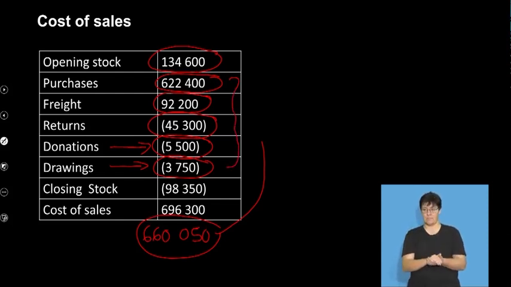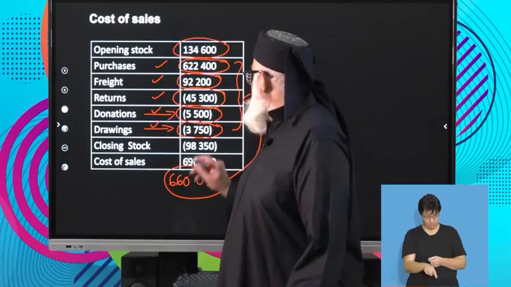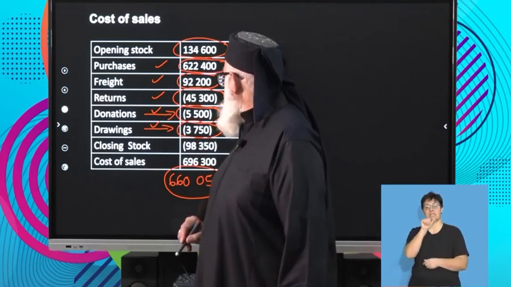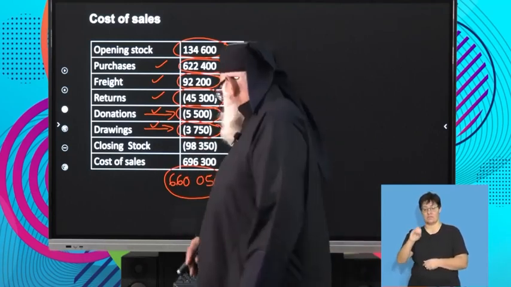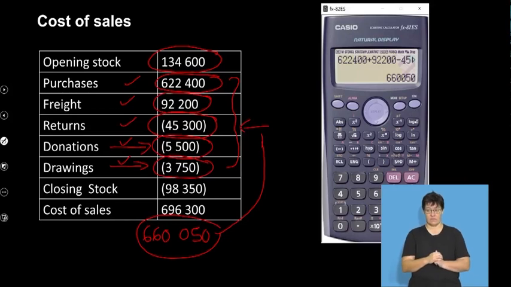Can you see that? Watch here. The 660,050 is your net purchases figure. And what makes up net purchases? It will be your purchases, add your freight, minus your return, minus your donations, minus your drawings. So the combination of all of that should give you a figure of 660,050, right? Let's just check if we did the correct calculation.